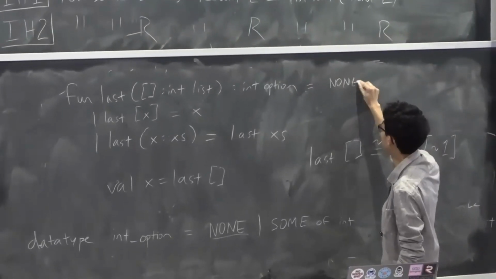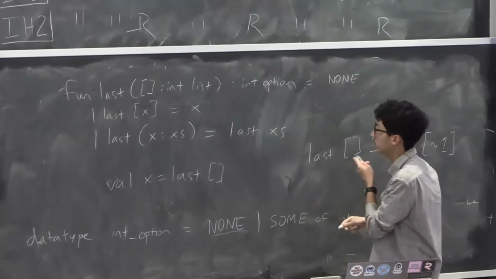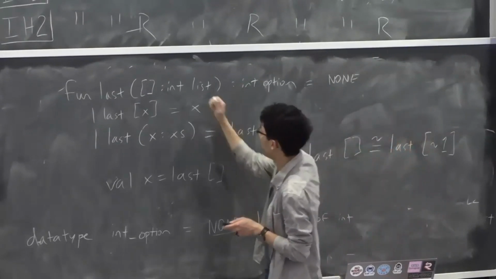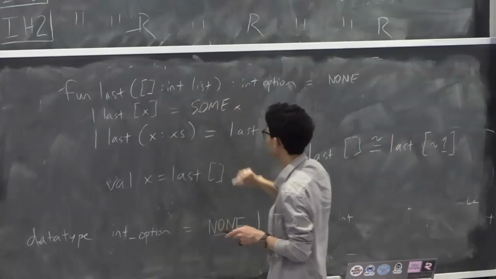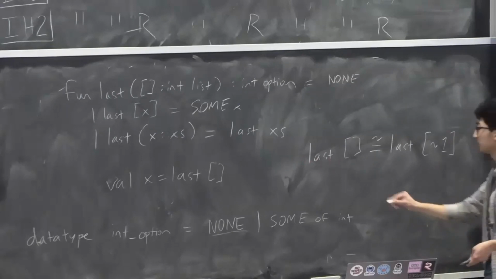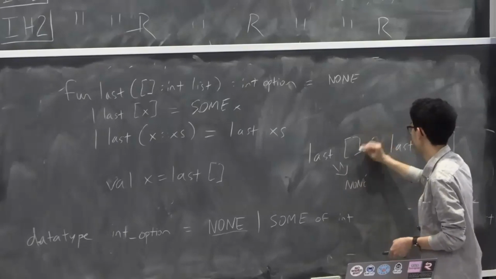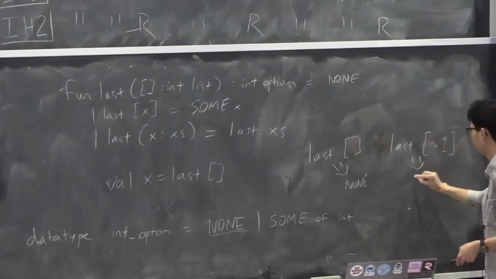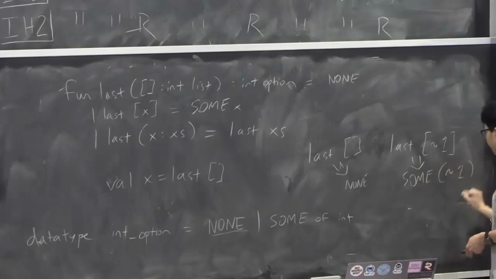I have no last element. Last might return no data. So we return None because there is no last element. Otherwise, instead of x, we return Some of x. And otherwise, our code remains the same. It looks very much the same, but now for a user of last, this is no longer true, right? Because this will now evaluate to None. So let me break this equivalence. And this will evaluate to Some of -1. This equivalence is no longer true.